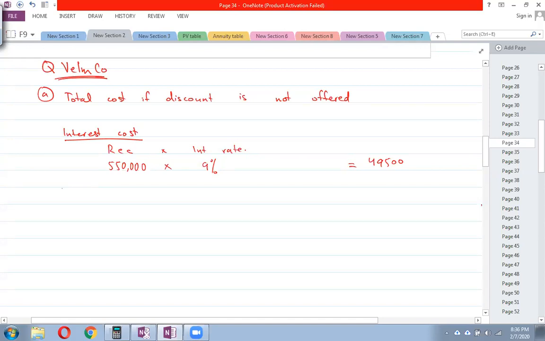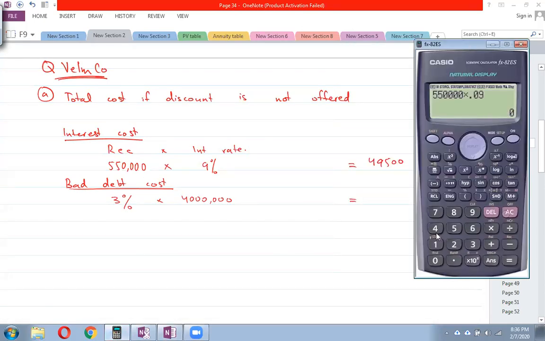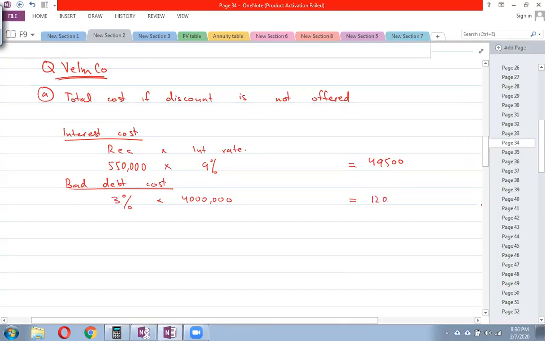What other cost do we have? Bad debt cost, which is 3% of the turnover, and turnover is 4 million. So how much is the bad debt cost? 120,000, right? What about the salary cost? We currently have 4 people working for us getting 12,000. So that means currently we are paying them 48,000.